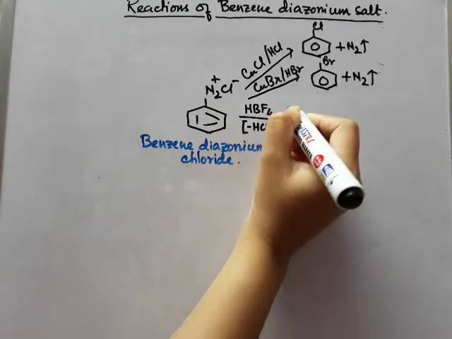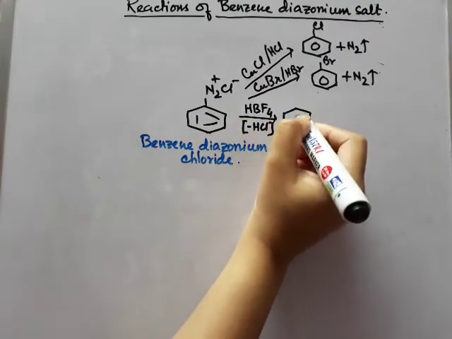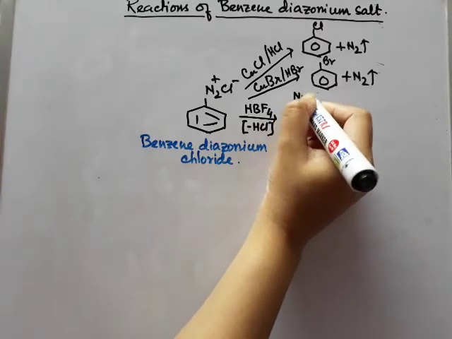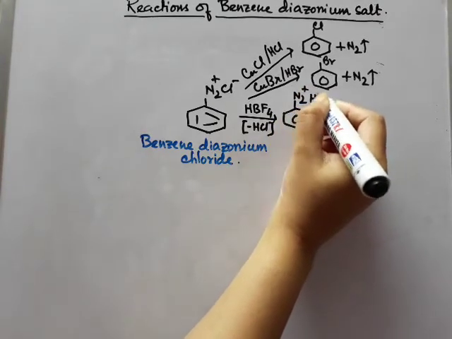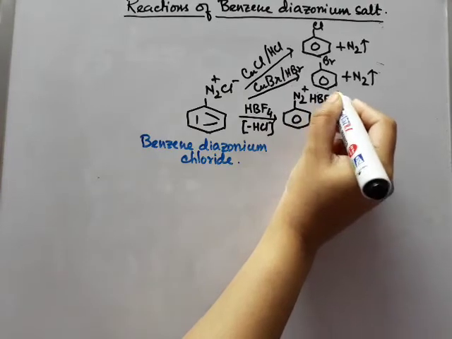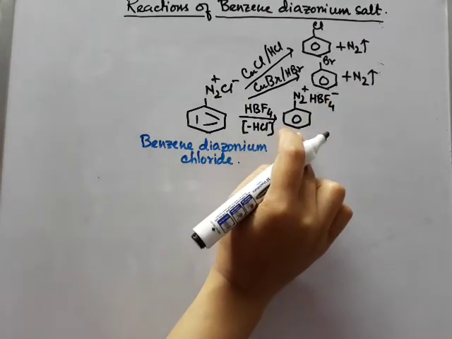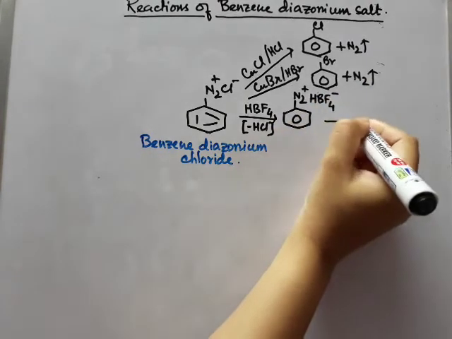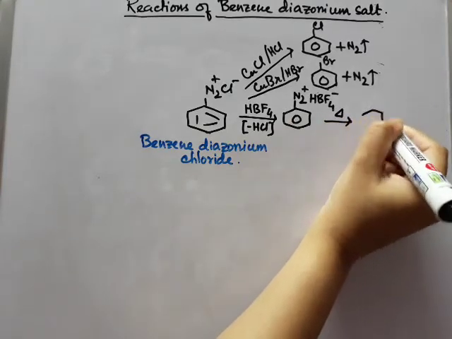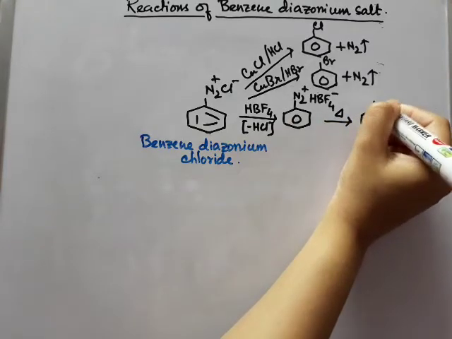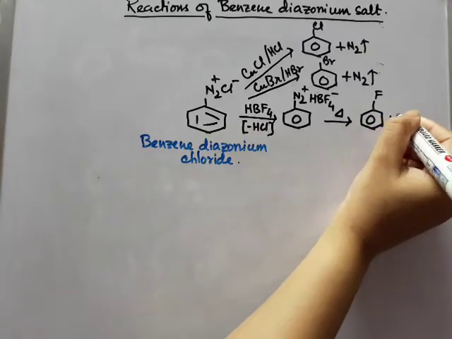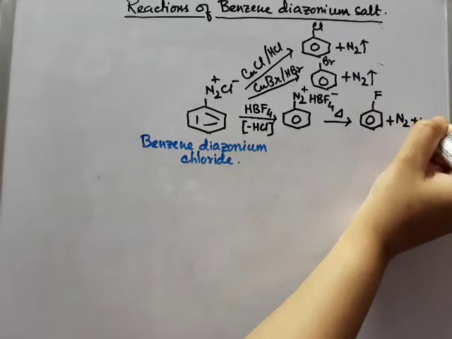So minus HCl, we are getting this one, N2+ BF4-. This is known as benzene diazonium fluoroborate, which upon heating gives us fluorobenzene along with nitrogen and BF3. Okay.